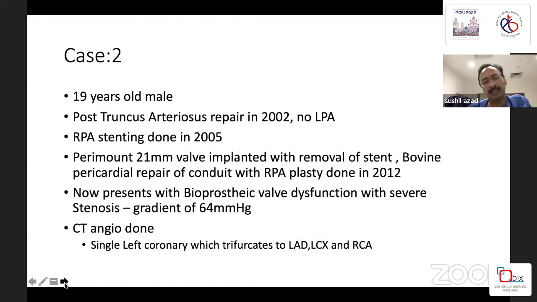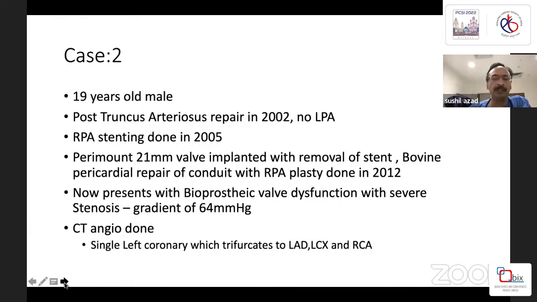Subsequently he had degeneration of the conduit, and a 21 millimeter Perimount valve was implanted along with the removal of the stent and bovine pericardial repair of the conduit along with RPA plasty in 2012. Now he presents with bioprosthetic valve dysfunction with severe stenosis, gradient of 64 millimeters of mercury.